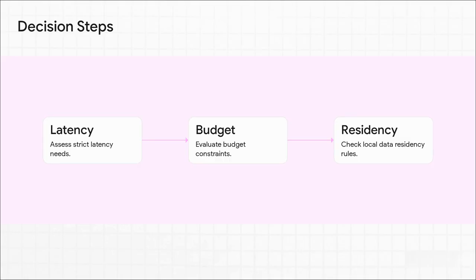Step 2. Evaluate budget constraints. Are you actually prepared to take on the higher operational and physical costs of a decentralized architecture? And step 3. Check local data residency rules. This is a big one. Sometimes the edge isn't about speed at all, it's about the law. If local government regulations dictate that your data cannot physically leave the country or region, tools like Local Zones and Outposts become incredibly valuable for maintaining compliance while still utilizing cloud services.